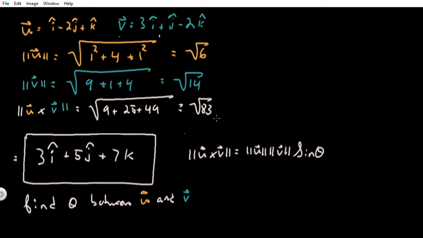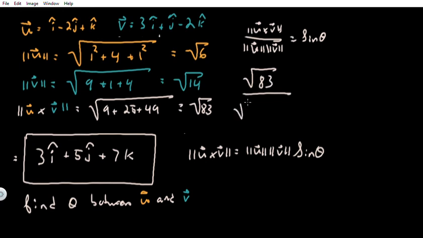Square root of 83. And notice, all I would have to do now is take the magnitude of u crossed with v divided by the product of the magnitudes of each vector, which is equal to sine theta. So now I put this in the numerator: square root of 83 divided by the square root of 6 times the square root of 14, and that's going to give me sine theta. Well, I don't want sine theta, I want theta.